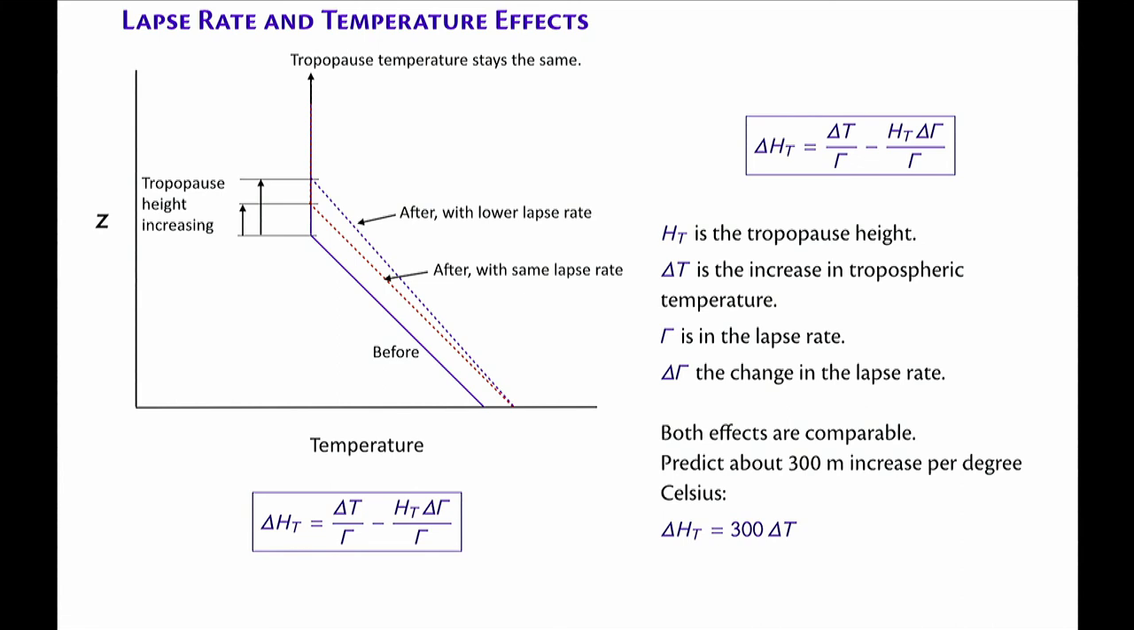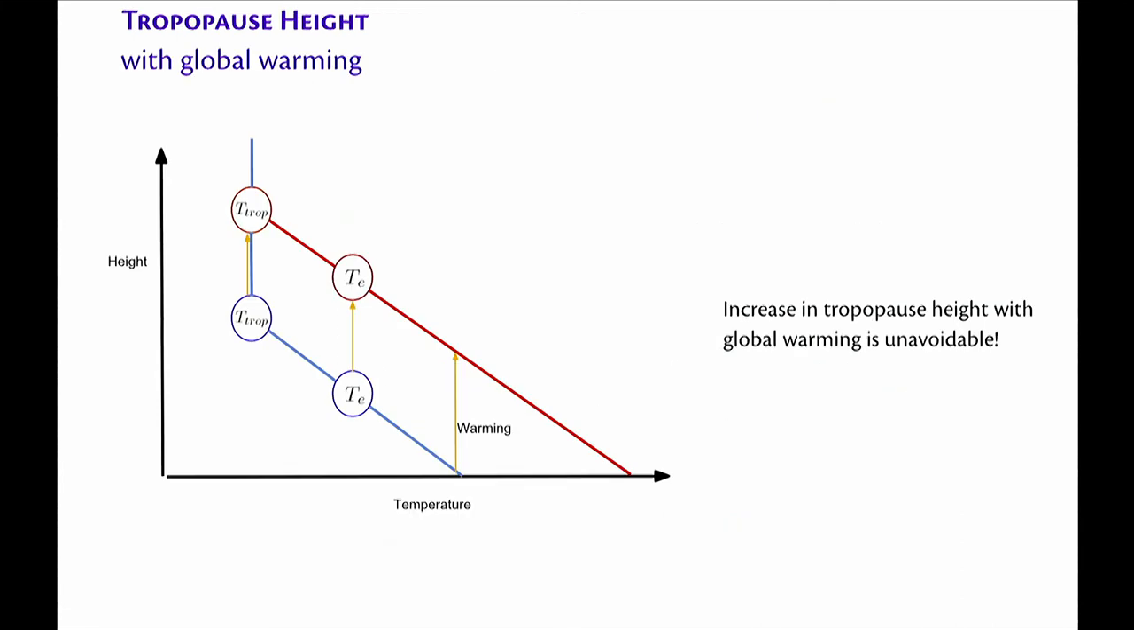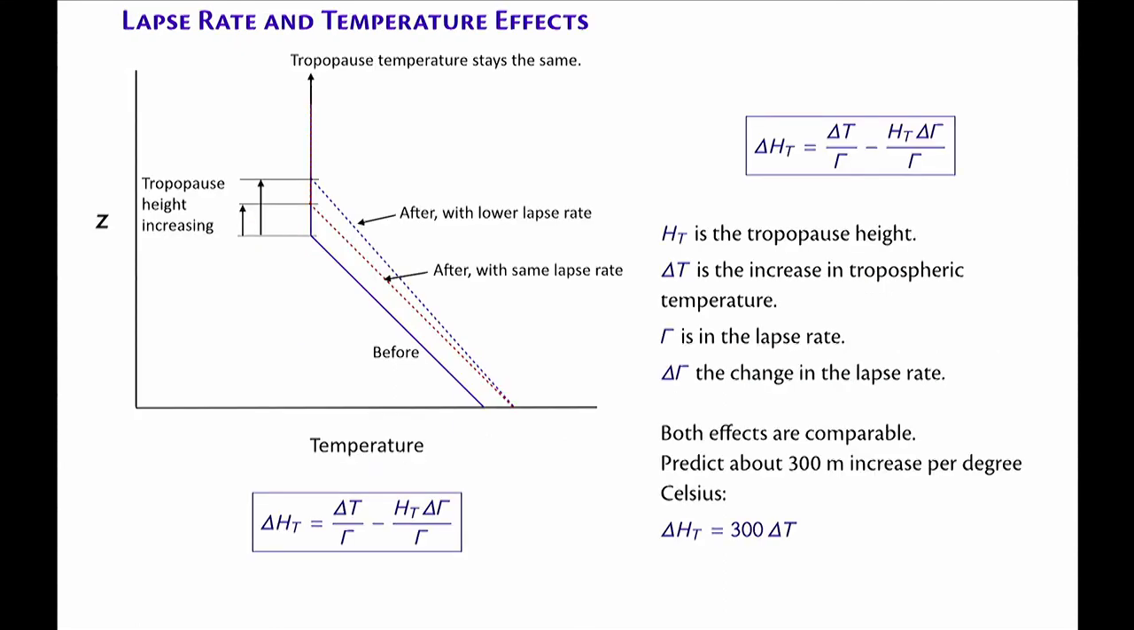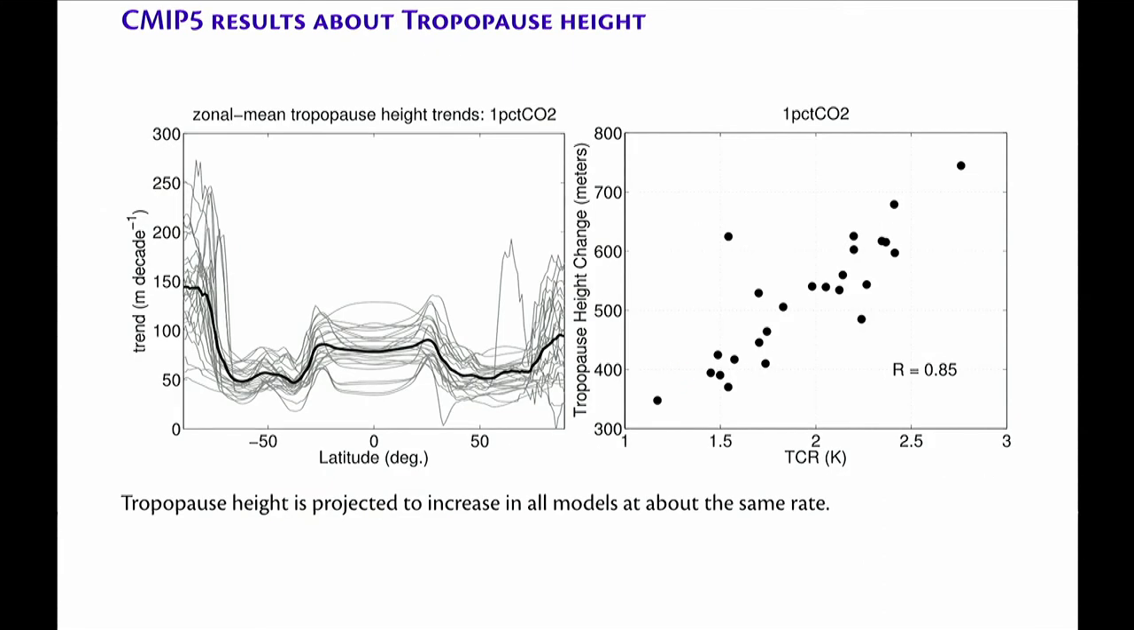If you don't know about the moist adiabatic lapse rate, don't worry about that. Just think of this. So you can predict that the height of the tropopause, putting the numbers in, goes up about 300 meters for each degree rise in temperature, which is actually kind of significant. And this, by the way, is CMIP. I took away all my CMIP slides after John's talk, except for this one.